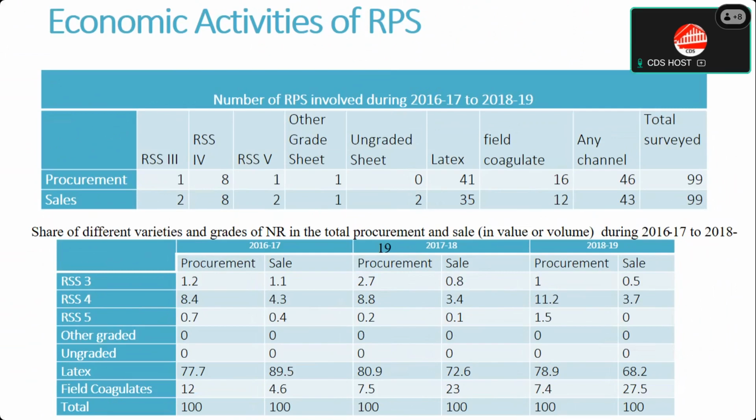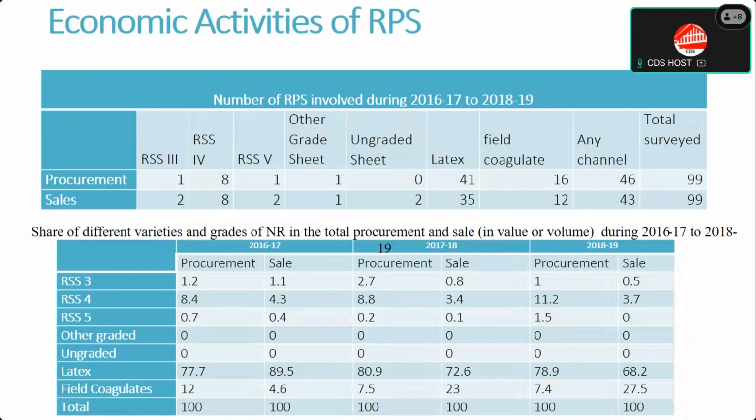Right? Now you can see that none of the RPSs are actually involved in procuring high quality latex. What they are procuring is latex or field coagulants. Most of them, 41%, are collecting latex alone, or field coagulants, around 12%. So mostly they are involved in collecting low-end, unprocessed rubber, and as I have just now shown, most of them do not have the ability to do the processing that is required for the rubber to be converted to any higher form of rubber.